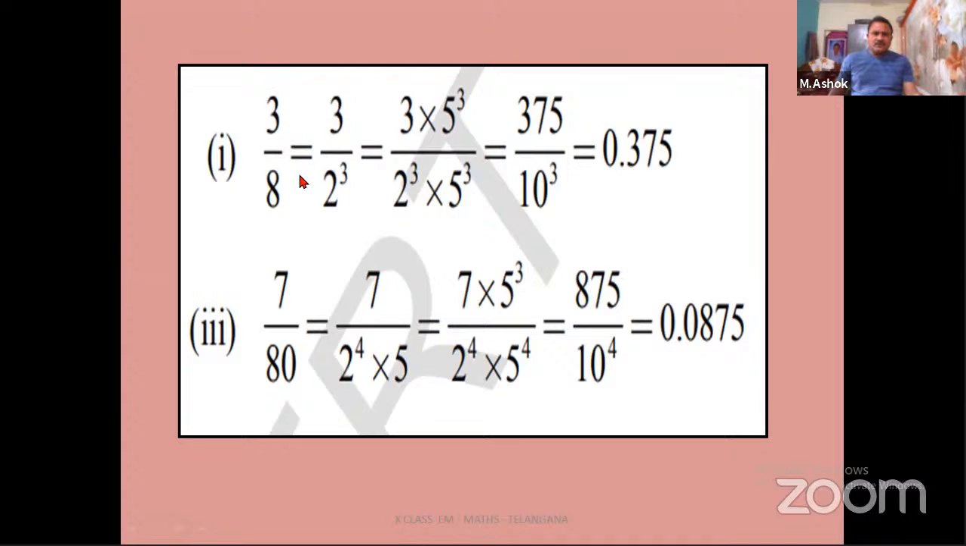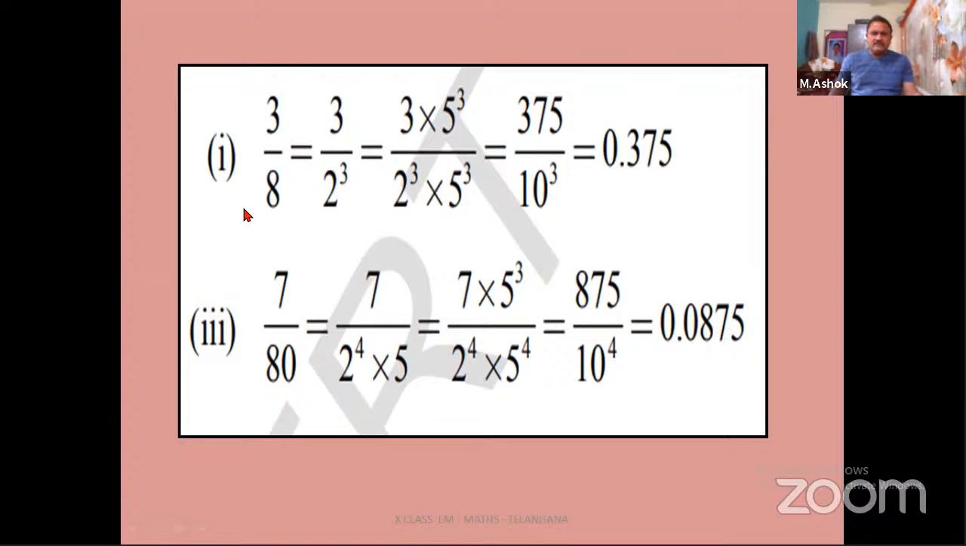Here, without doing the actual division, I am writing the decimal form. If you ask this question to a 9th class or 8th class student, they can also write the decimal form, but by doing the simple division. If you divide 7 by 80, you can write the decimal form. But here I am writing the decimal form without doing actual division.